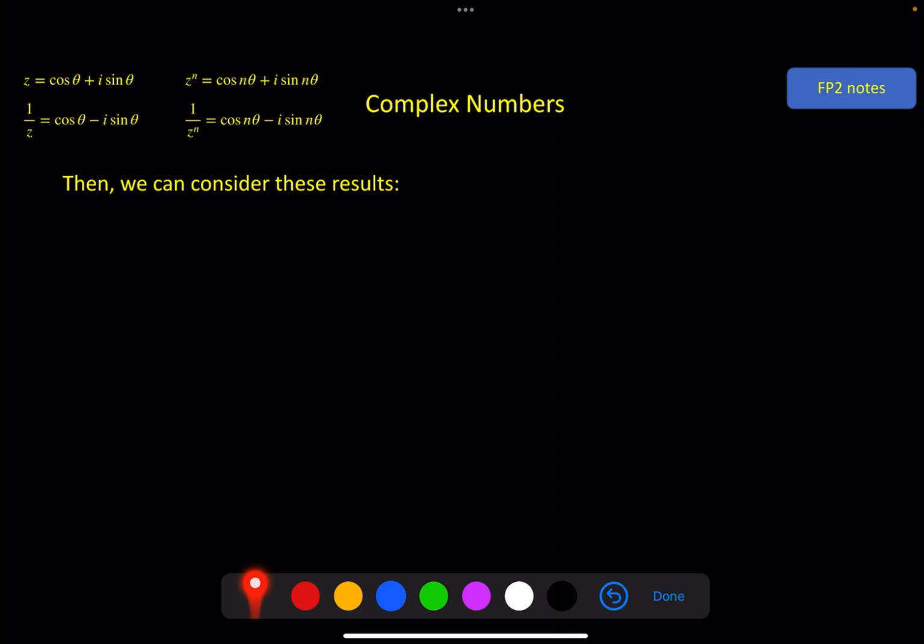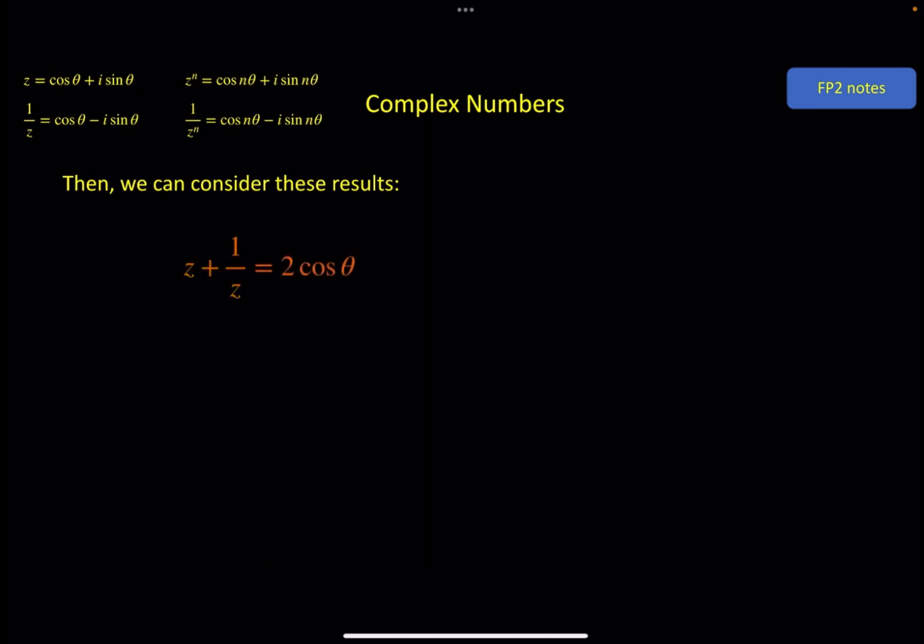So we're going to consider these results here. z plus 1 over z. So this thing plus this thing, you can see that the i sine thetas will cancel out, and we'll double up on the cos theta. So that will give us 2 cos theta.